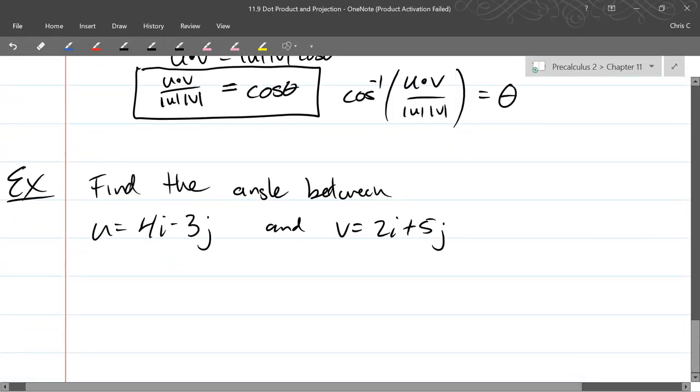So the three things you have to compute, the dot product of u and v, that should be pretty easy. And then magnitude u, magnitude v, and then just write up all those quantities just like it is at the top of the board there.